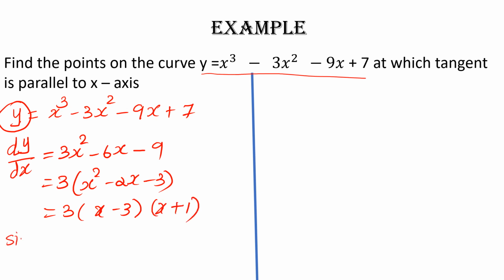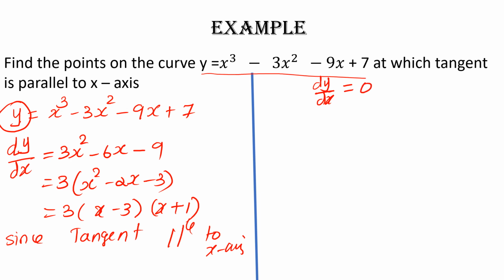Now since tangent is parallel to x-axis, the condition when the tangent is parallel to the x-axis is dy by dx is equal to 0. That is x is equal to 3 and x is equal to minus 1. When we equate these factors x minus 3 into x plus 1 to zero, we get x is equal to 3 and x is equal to minus 1.